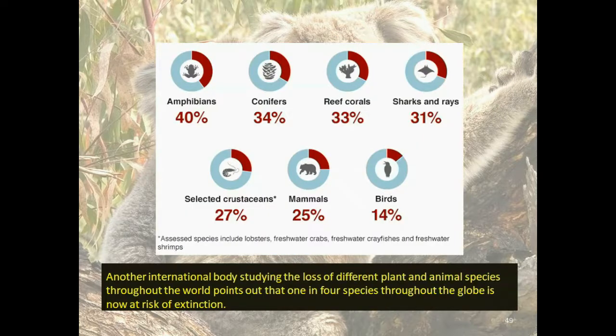Another international body studying the loss of different plants and animal species throughout the world points out that 1 in 4 species throughout the globe is now at risk of extinction.